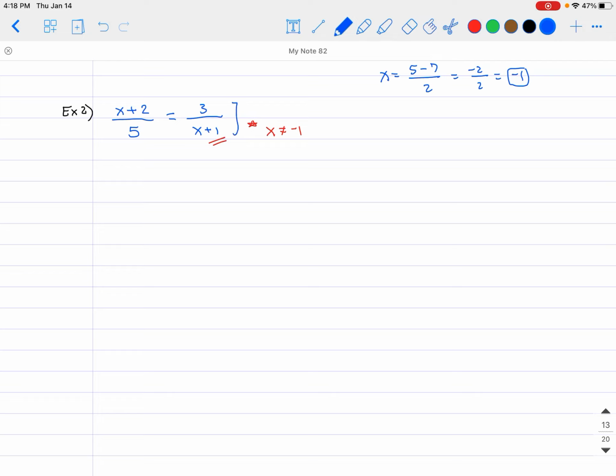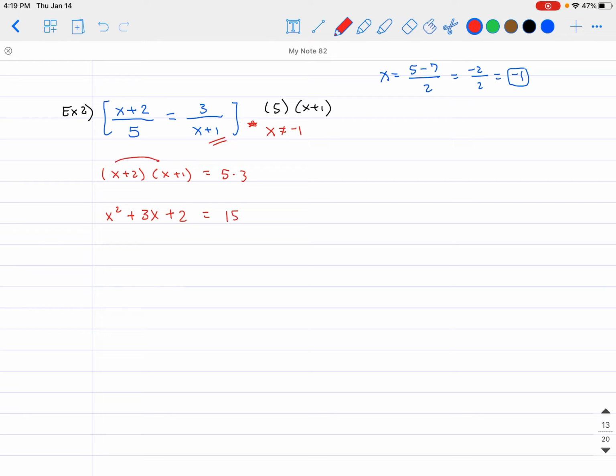We're going to go ahead and cross multiply just like last time. So I'm going to multiply both sides by 5, multiplied by x plus 1. So that would give us x plus 2 multiplied by x plus 1 is equal to 5 times 3. Multiply everything out: x squared plus, let's see if we can do this a little bit faster, 2x plus x, that's equal to 3x, and then plus 2. And all that is equal to 15.